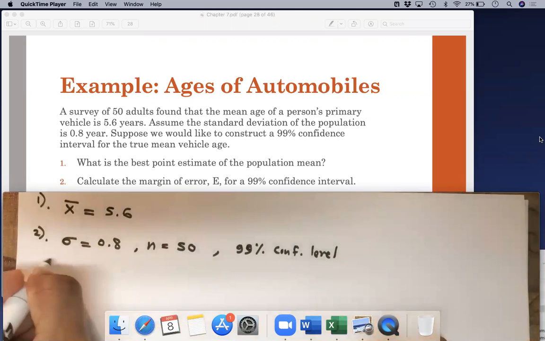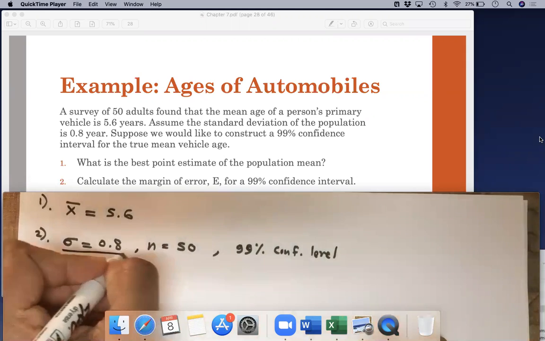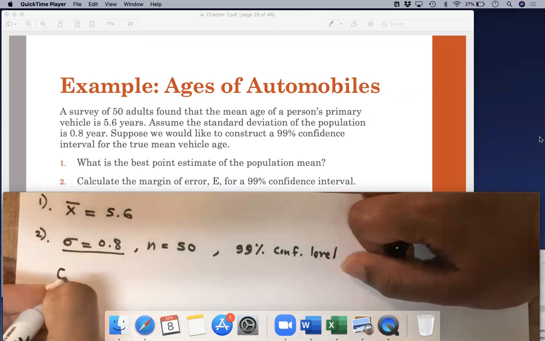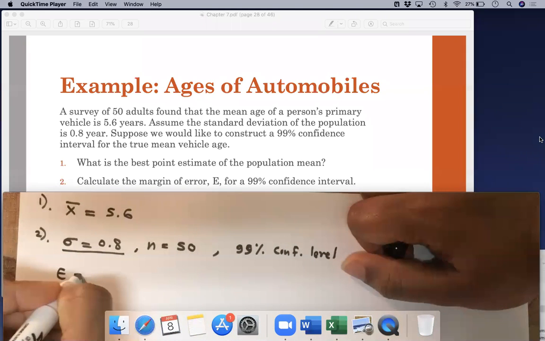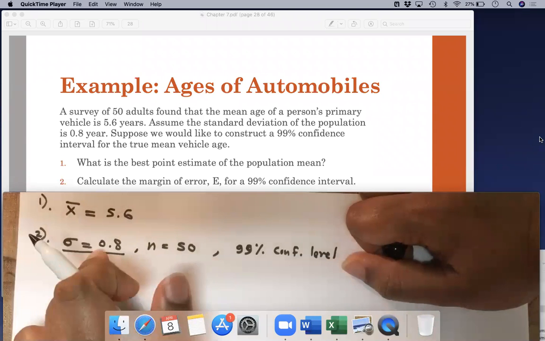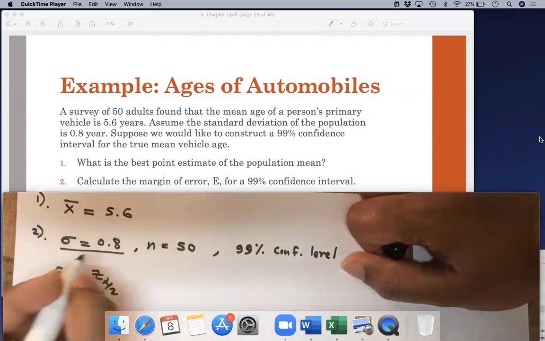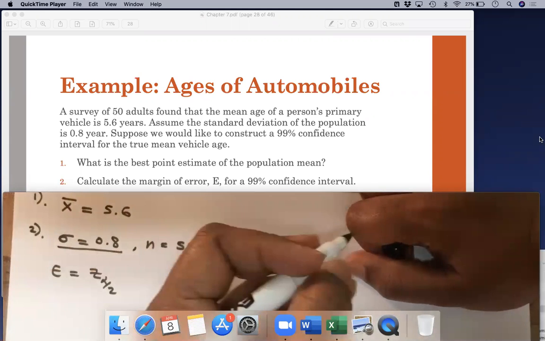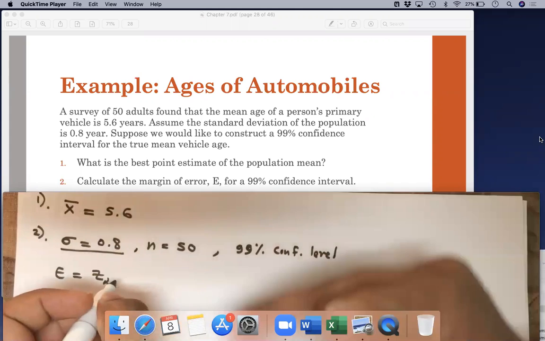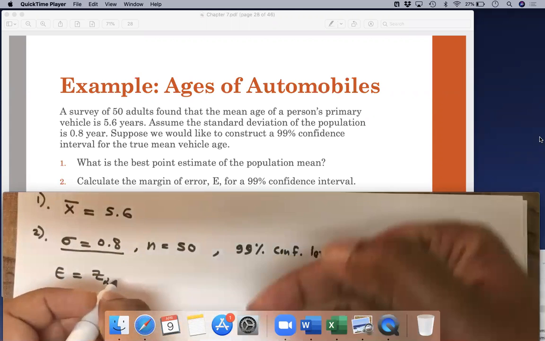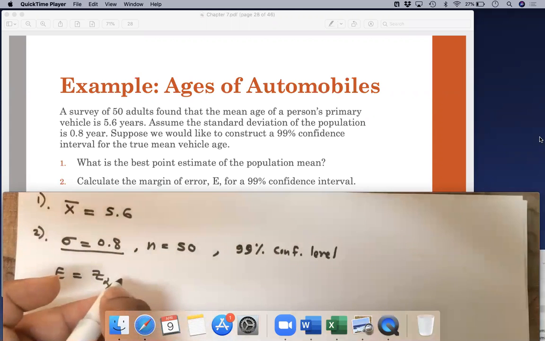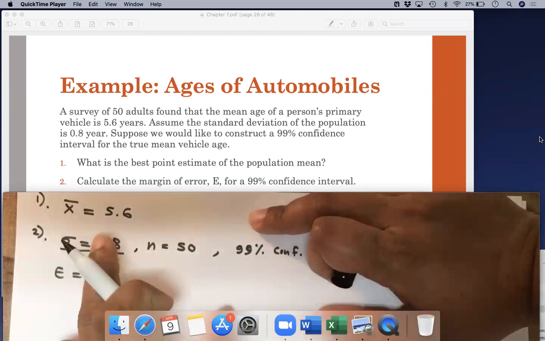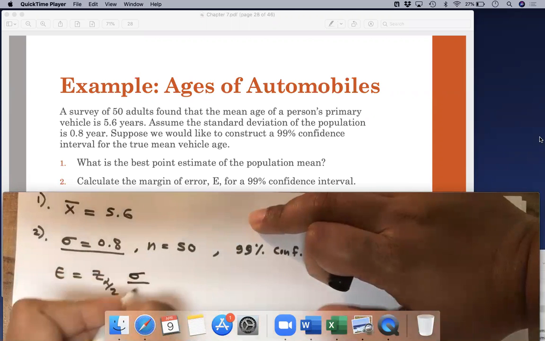Now you have to use the formula. In this case, you know sigma. If you know sigma, you have to use this margin of error formula. If you don't know sigma, we have to use another one. I will explain it in the next part, not this part. This is part 1, sigma known. Part 2 is sigma unknown. Now we know sigma, so use this formula.